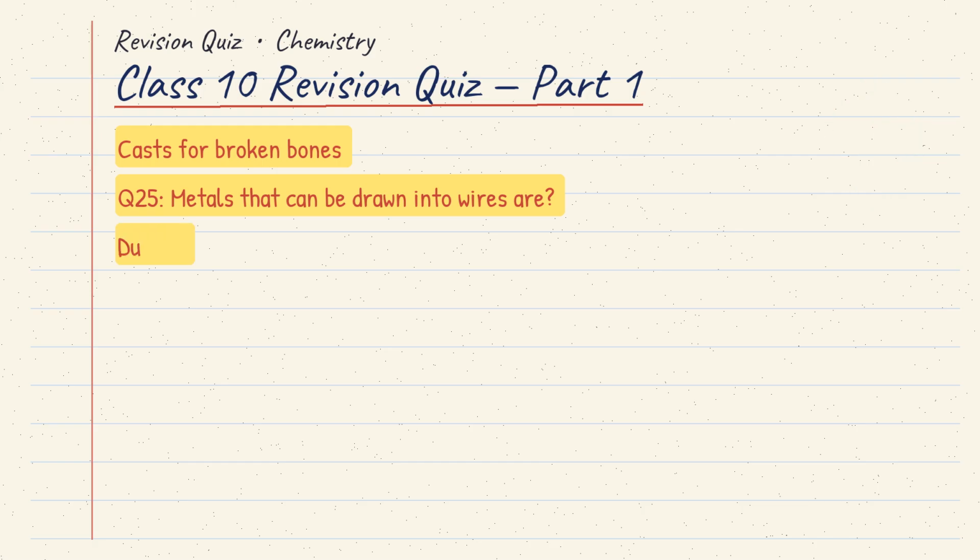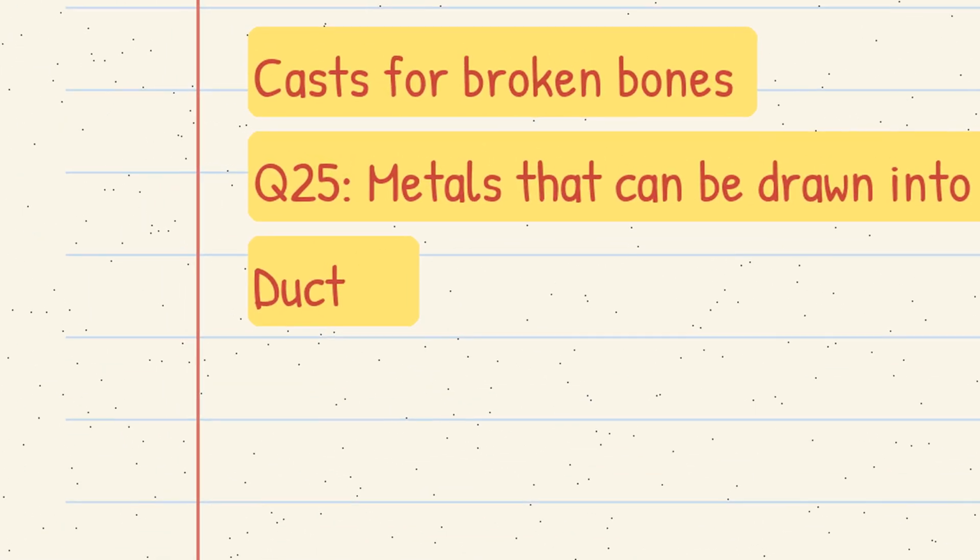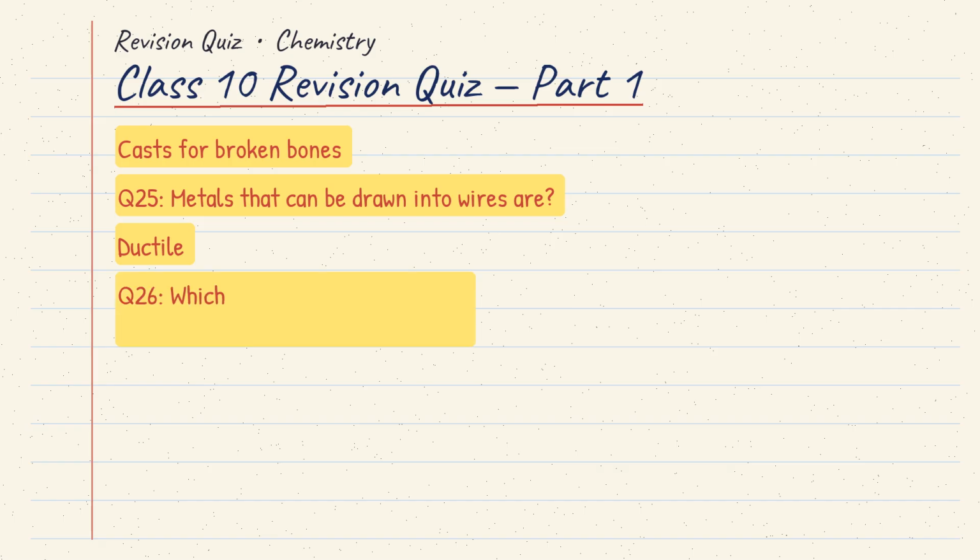The answer is ductile. Copper is a good example. Question 26. Which metal is a liquid at room temperature? Pause and think.